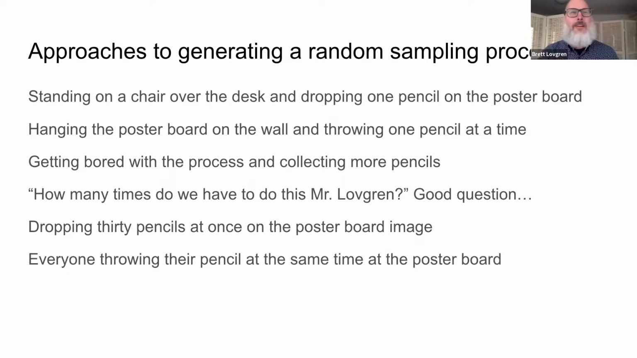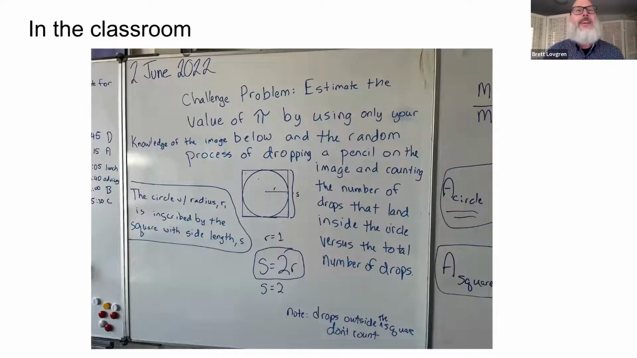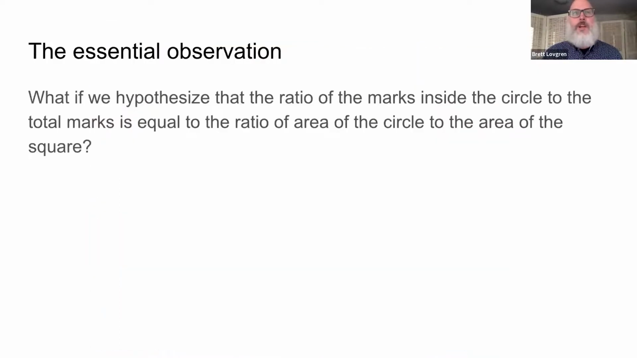So it got very creative and very animated. And so that was kind of part of the fun of the activity. So here's the actual lesson itself. You're estimating the value of pi using your knowledge of the image below and a random process to drop dots on the image.